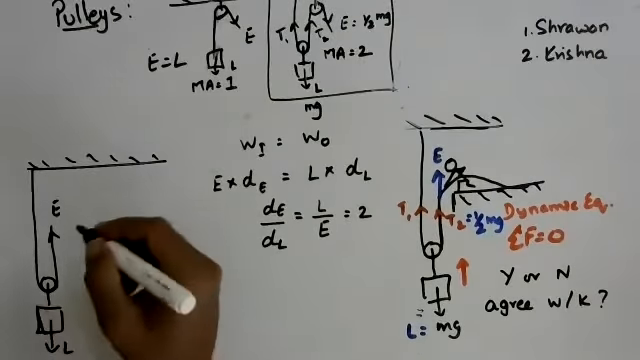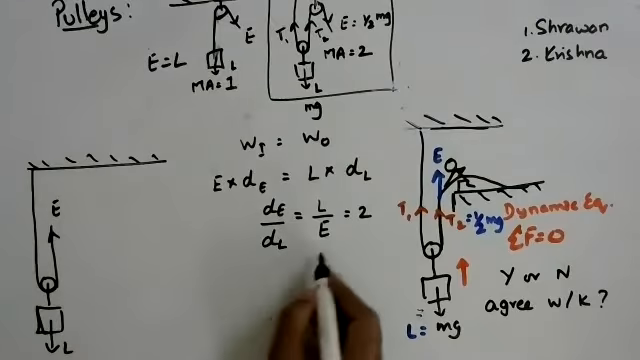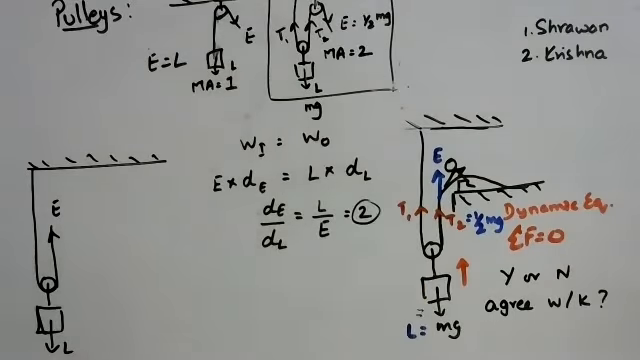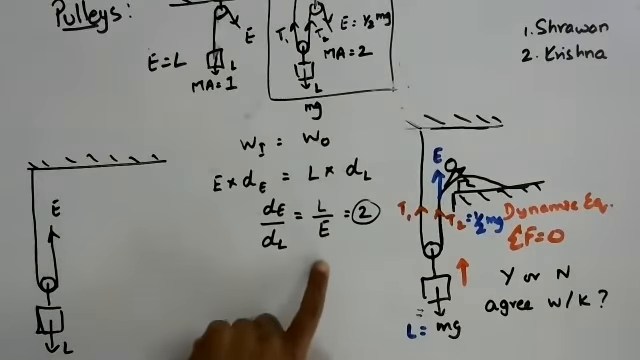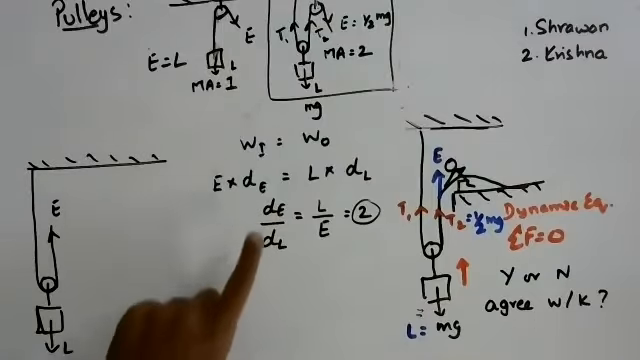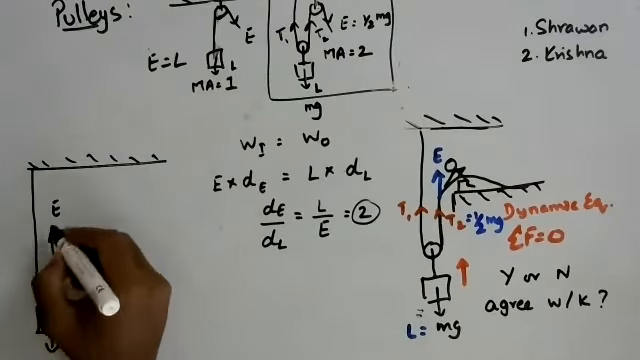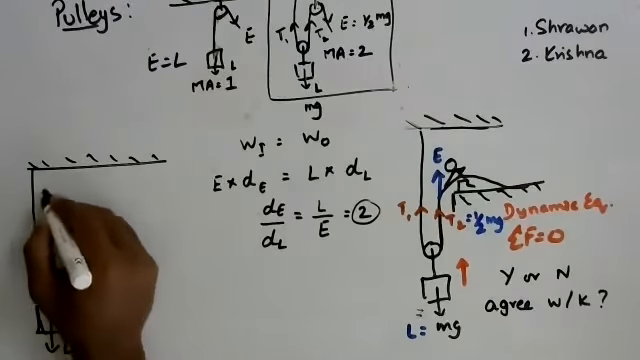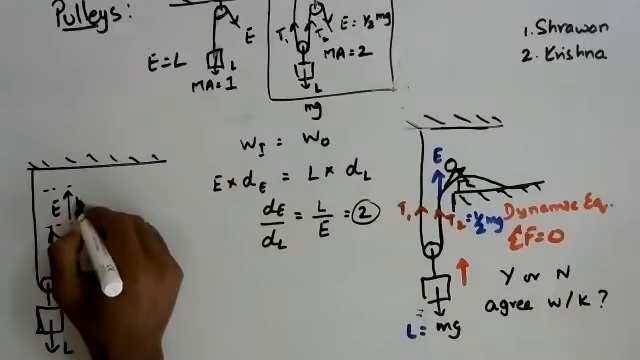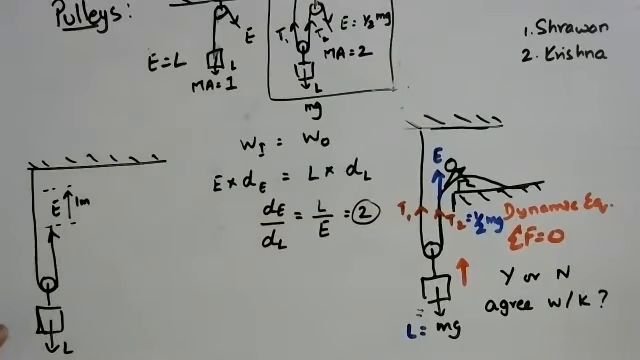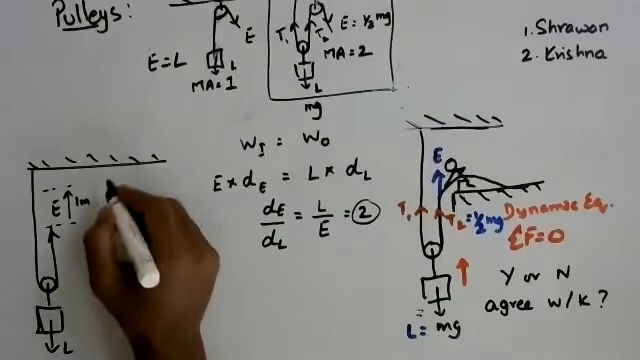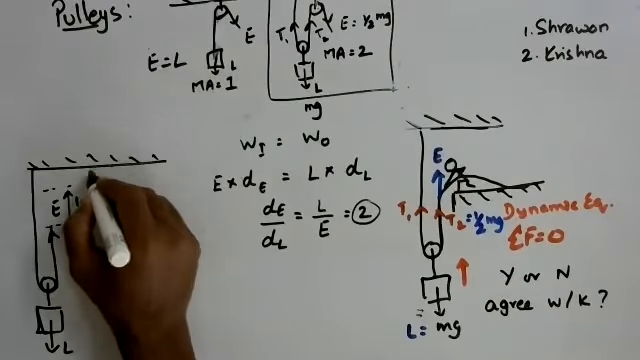Now we'll take a scenario. We know that the ratio of the effort arm and the load arm, or the distance moved by the effort and the distance moved by the load, is 2. But we are not able to convince ourselves that if you lift this up by 1 meter, this is only going to go up by half a meter. Okay, so assume that, let it go up by 1 meter.